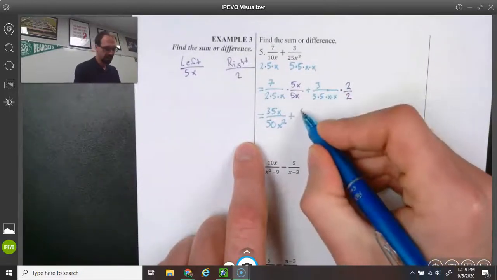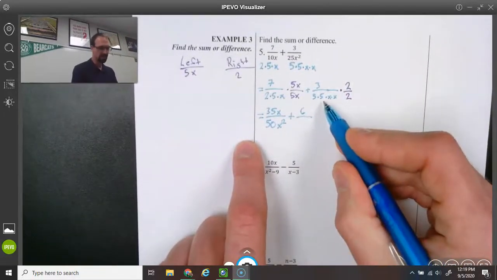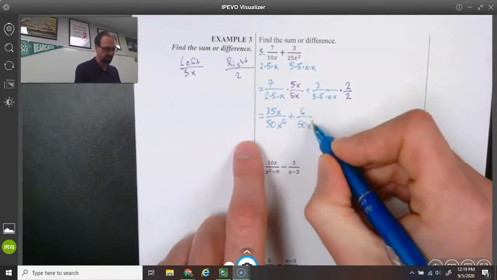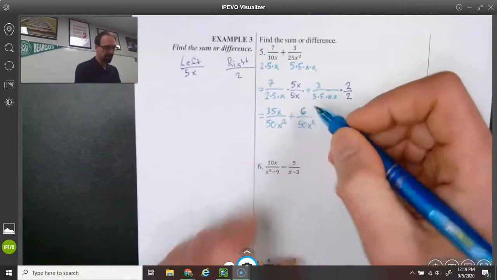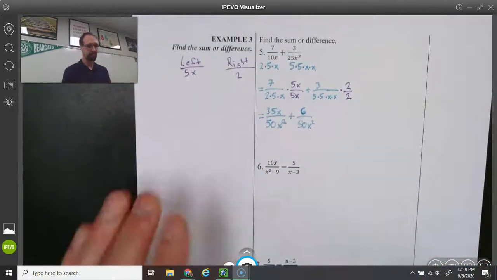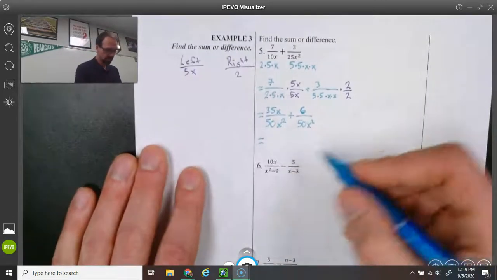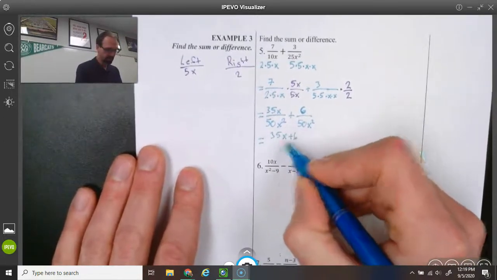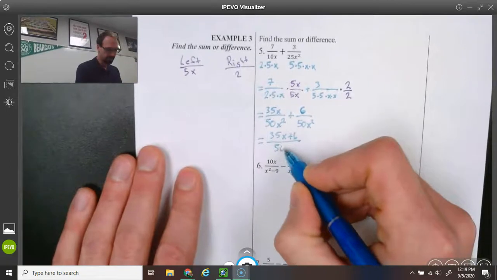3 times 2 is 6. 5 times 5 is 25, times 2 is 50. x times x is x squared. There we go. I was concerned there for a moment. Now that I have the same denominators, I can combine them. So I have 35x plus 6 all over 50x squared.